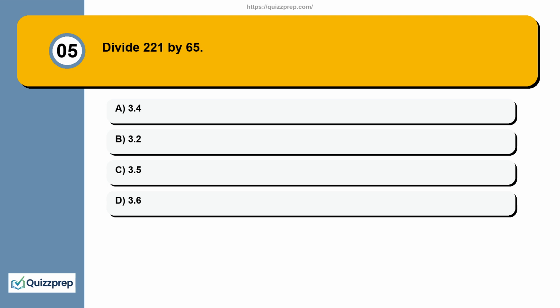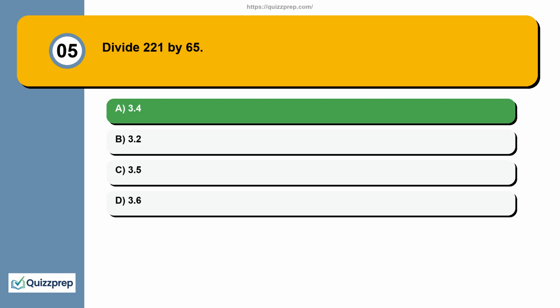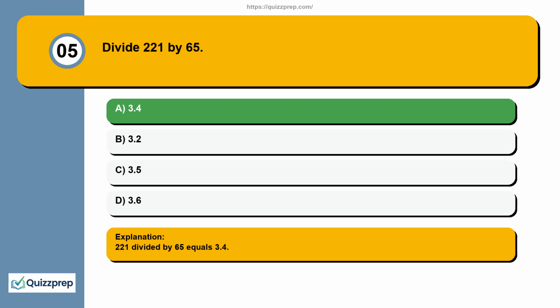Question 5. Divide 221 by 65. 3.4, 3.2, 3.5, 3.6. 221 divided by 65 equals 3.4.